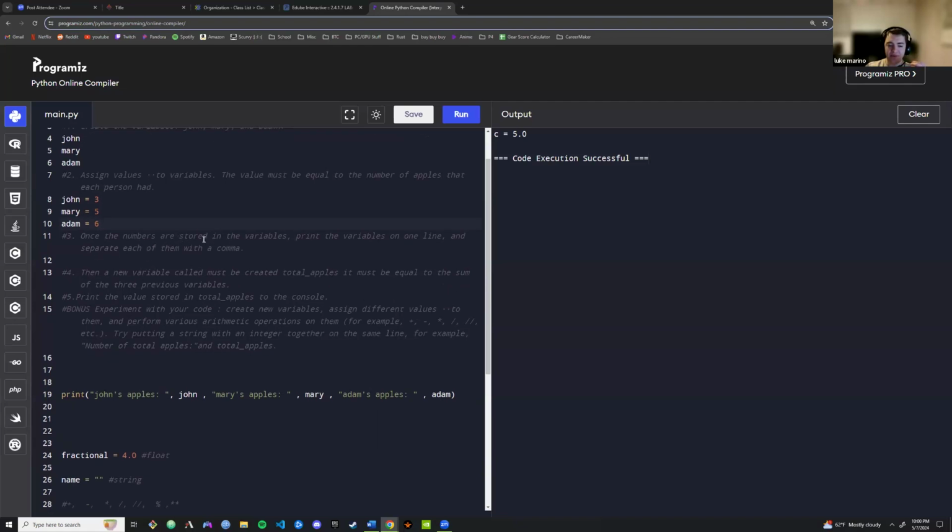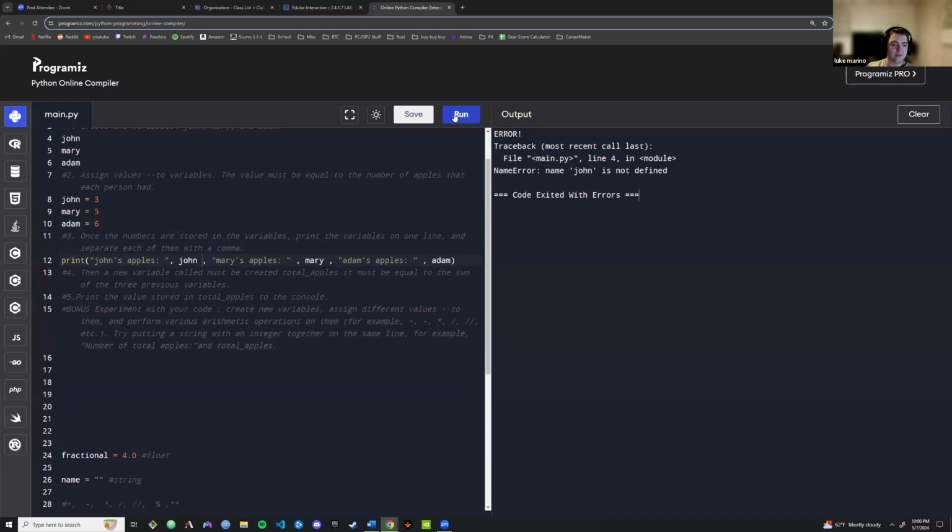Once the numbers are stored in the variables, which they are, we're going to print the variables out on one line. So we're doing this on one line right here. And we're going to separate each of them with a comma. Line 4, let me see.